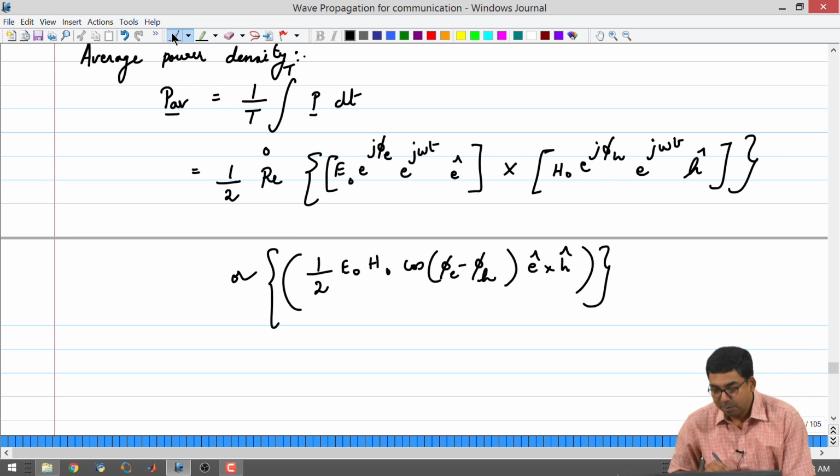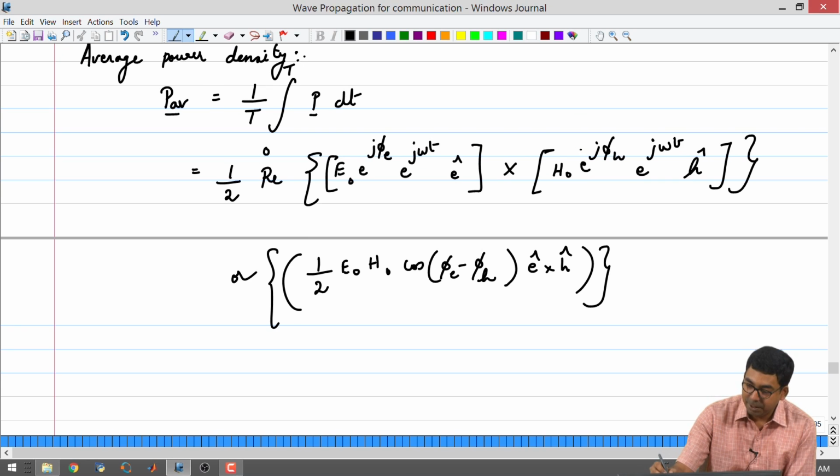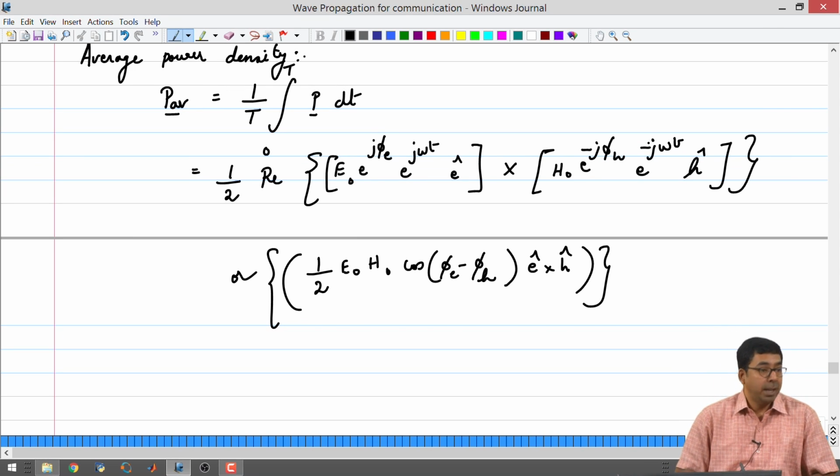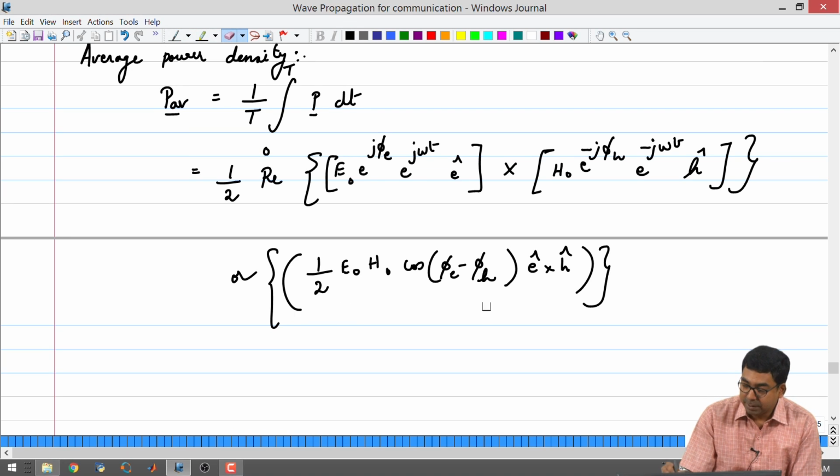So, the only way to get phi e minus phi h is to tweak the phase of your magnetic field in the expression. The correct way to write this down is by actually saying it is e to the minus j phi h and minus j omega t, h hat. Otherwise, you will not end up with this expression. Remember that we are trying to write this expression using the exponentials, and when we are doing that, we have to take into account the phase accurately. So, the only way you will be able to get it is this.